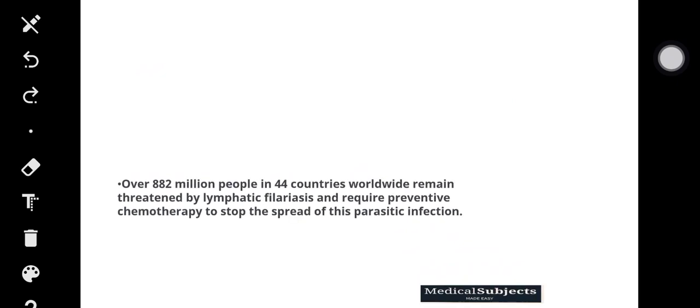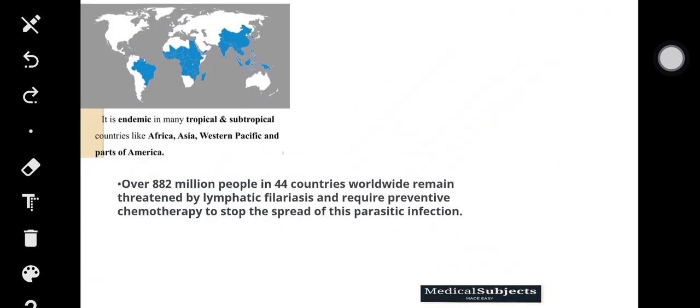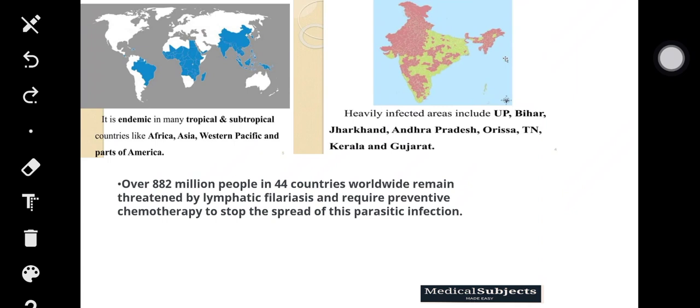So what's the incidence? Over 882 million people in 44 countries worldwide are threatened or remain at risk of lymphatic filariasis. It's endemic in many tropical and subtropical countries, as you can see on the map there: Africa, Asia, Western Pacific, and parts of America. Even South America is not spared. In India, it is more common in UP, Bihar, Jharkhand, Andhra Pradesh, Orissa, Tamil Nadu, Kerala, and Gujarat.